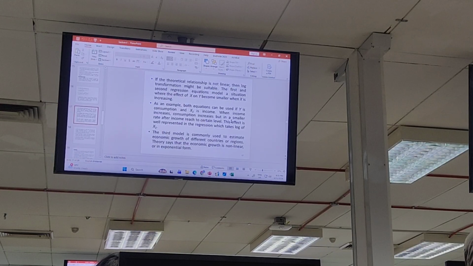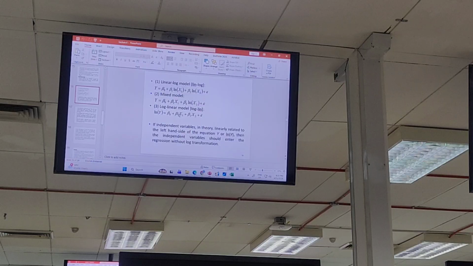The third model is commonly used to estimate economic growth of different countries or regions. Theory says that economic growth is non-linear, or in exponential form. The third model is useful to estimate growth rate. Later we have an example for this one. You want to say how many percent growth in the value of y, given a certain rate. Normally, if you want to estimate growth rate, then the dependent variable is y and our independent variable is the time trend.